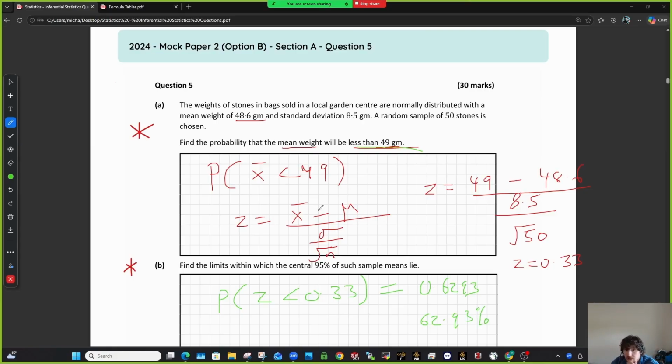So hopefully that makes sense to people. You particularly want to get into this good habit of being able to write an x bar statement and then write the equivalent z score statement, okay? Right, I'll clear this away and get set up for part B.